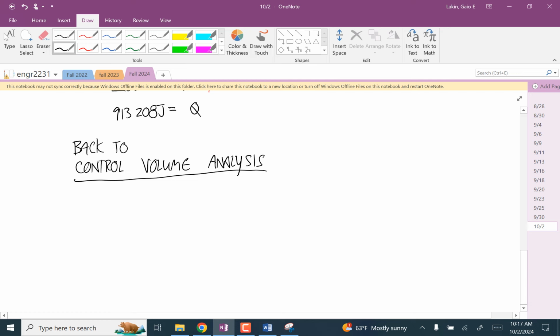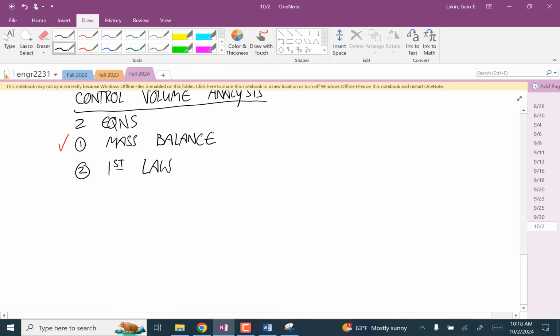Volume analysis. And we're using two equations with control volume analysis. The first one is the mass balance, and we're done talking about that. The second one is the first law. And so now I want to go through the derivation of the first law for control volumes.